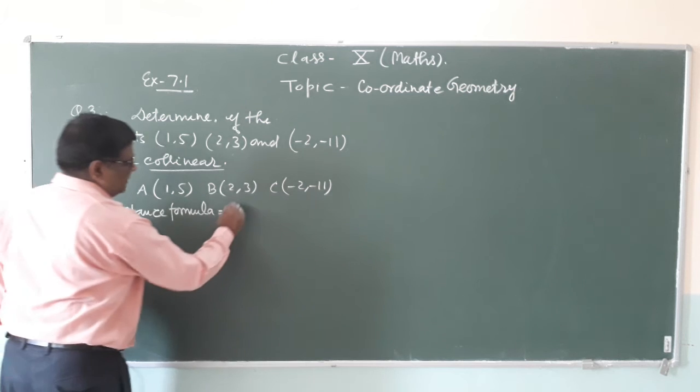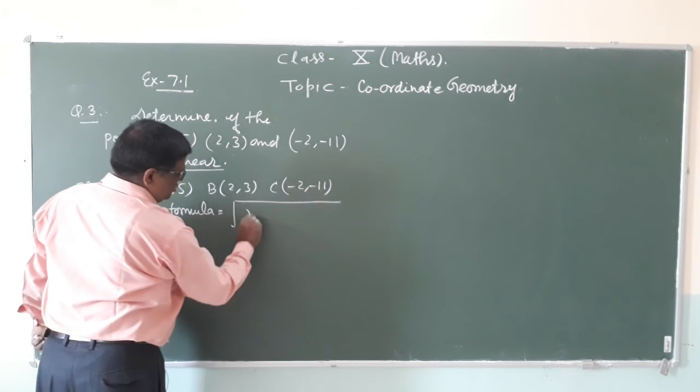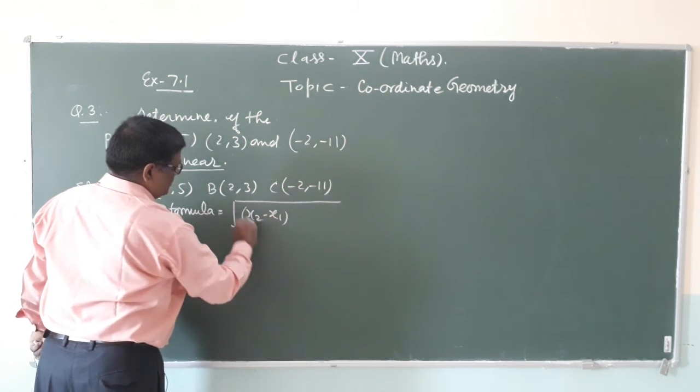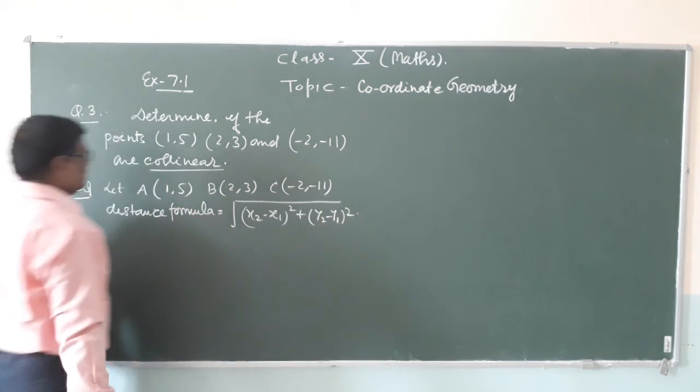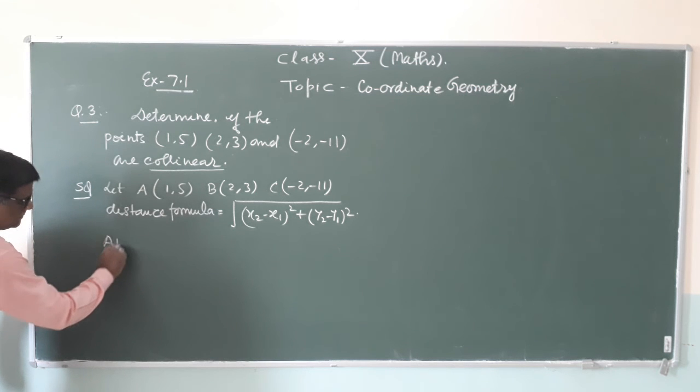What is our distance formula? It is the square root of (x2 minus x1) whole square plus (y2 minus y1) whole square. First of all, we have to find AB.